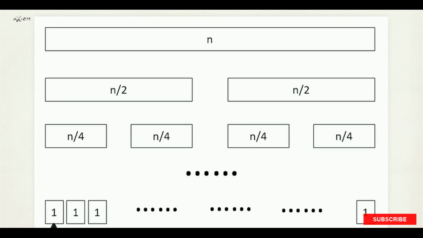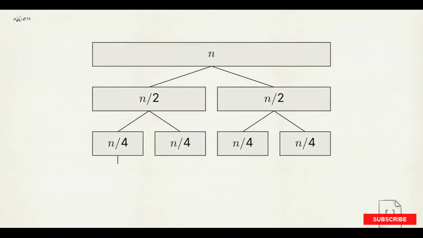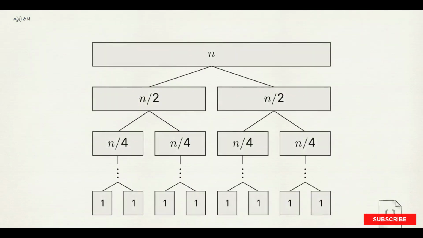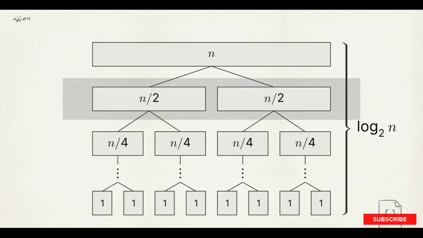This recursion tree maps that process. We start with the total input size n at the top and continuously divide until we reach the base cases of 1 at the bottom layer. Because the dataset is cut exactly in half at every step, the total vertical height of this tree is strictly bounded by the mathematical function log base 2 of n.